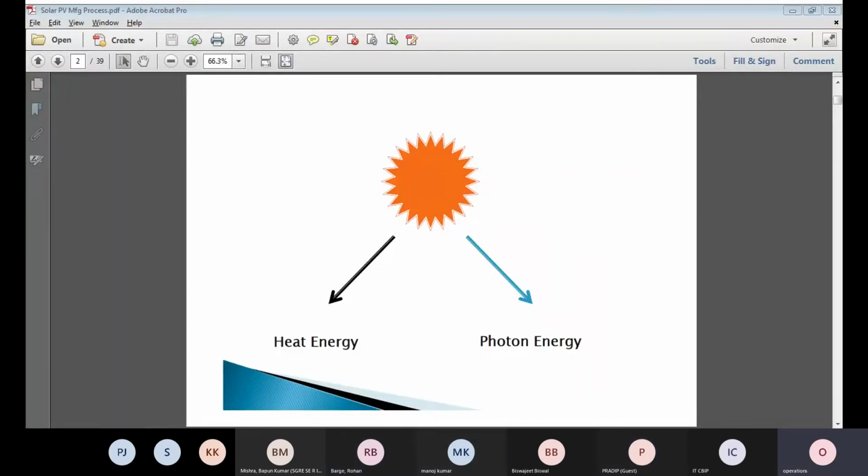Coming to the point, today's session is on the solar manufacturing process. That is our topic. Before going to the topic, let me introduce myself. I am Ramu from Credence Solar Panels Private Limited, which is located in Rajkot.